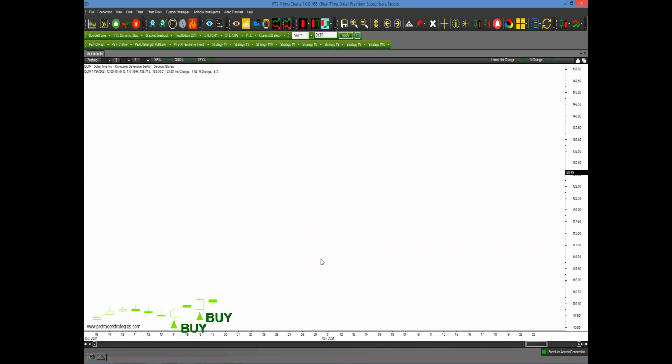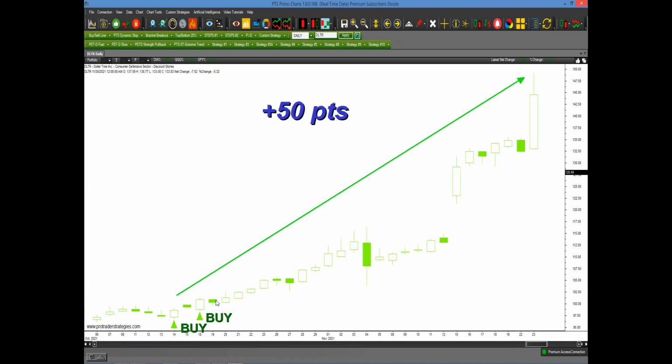Here's an example in Dollar Tree, okay? 2 buy signals are generated here, strategy number 5. It's slowly creeping up, not a strong trend up, but it's trending up 50 points coming into the end of November. This is going back a little bit further.